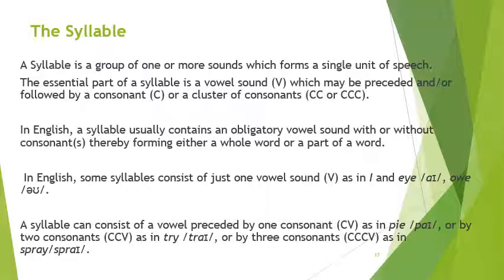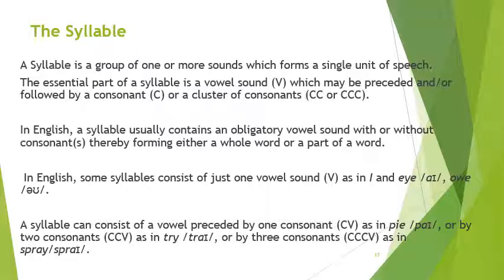In English, a syllable usually contains an obligatory vowel sound with or without consonants, thereby forming either a whole word or a part of a word. The most important part of a syllable is the vowel sound, because you can have a syllable of only a single vowel sound, or one or two consonants before the vowel, or even three consonants after the vowel sound. Therefore, this makes the vowel sound the most important part, the nucleus of the syllable.